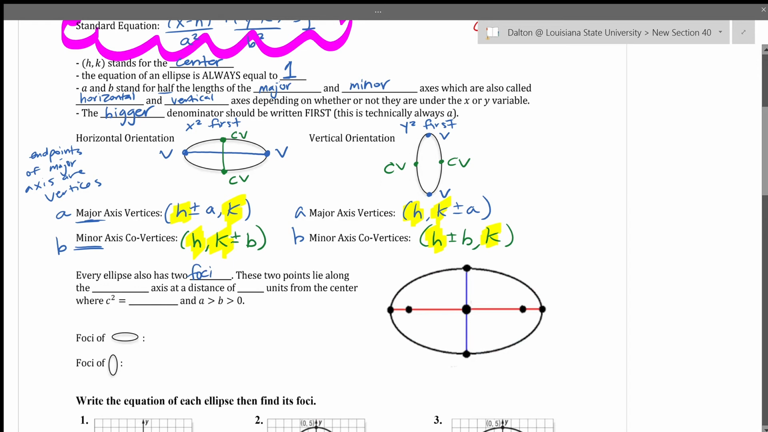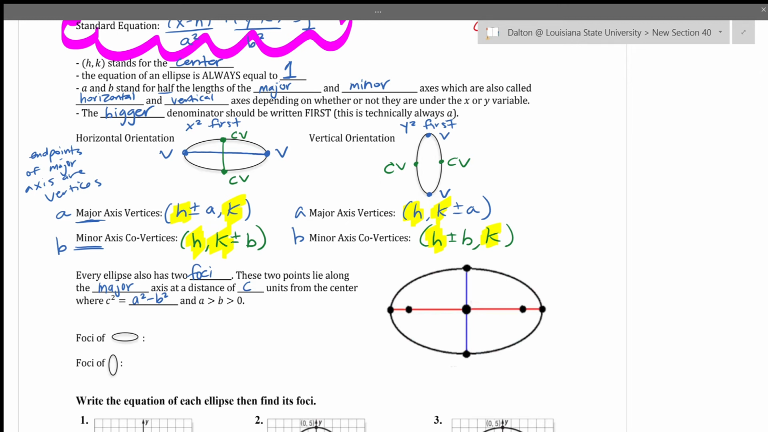So total, there are 4 vertices. We call 2 of them just regular vertices, the other 2 co-vertices. The foci, though, there are only 2, and they go along the major axis. You will not find them on the minor axis. They go along the major axis at a distance of c units from the center point, where c squared is equal to a squared minus b squared, and as we said earlier, a has to be bigger. So a is greater than b, and they are both positive.